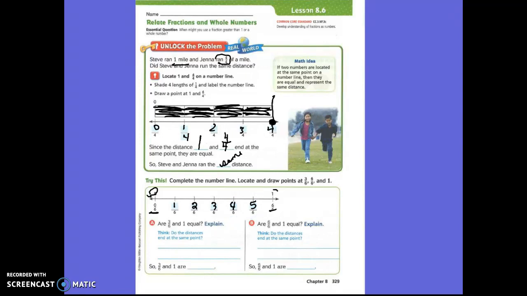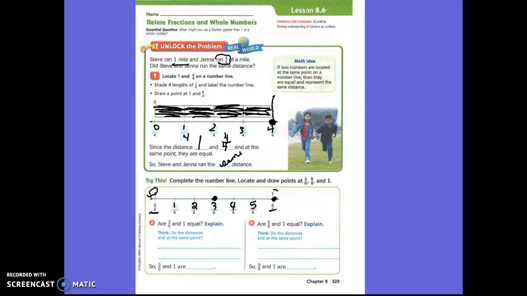Now, put a point at 3/6. Put a point at 3/6. Make it a big one so we can see. I said make it prominent. Remember, a big one. And then put a point at 6/6 and 1.